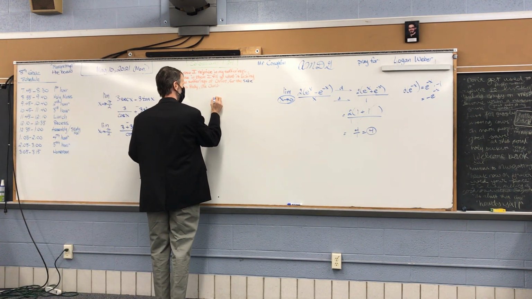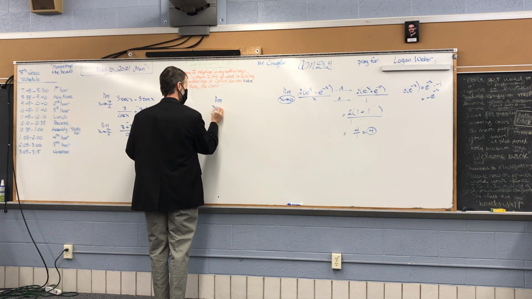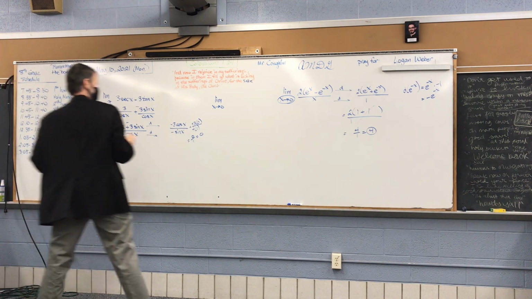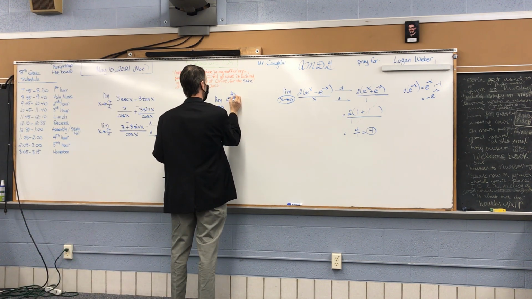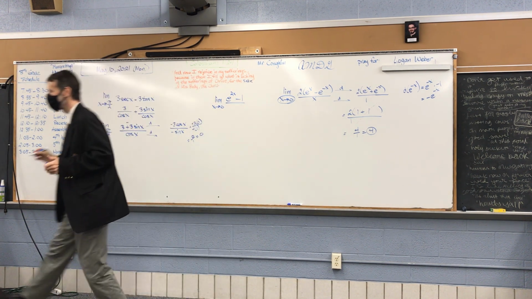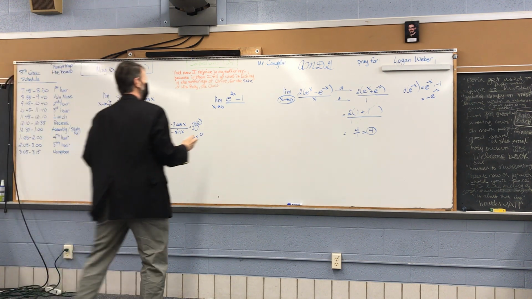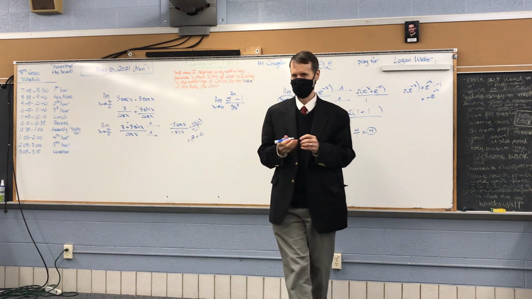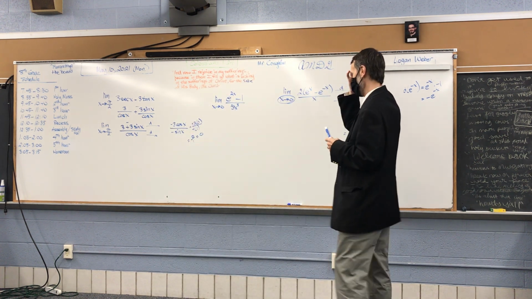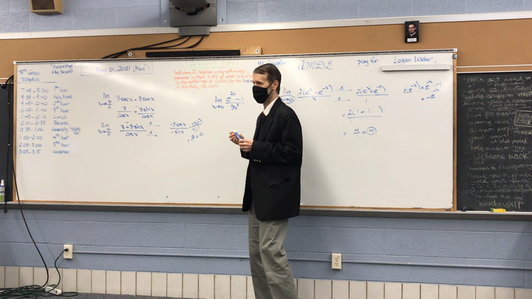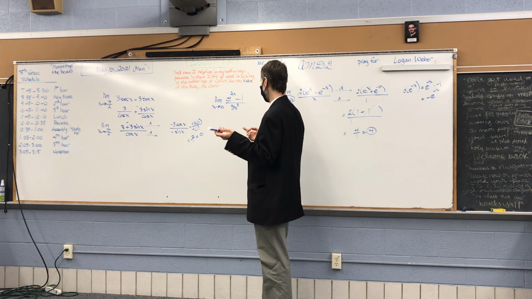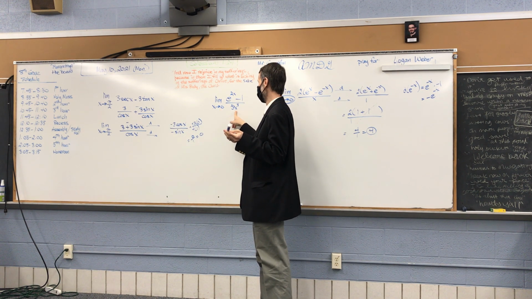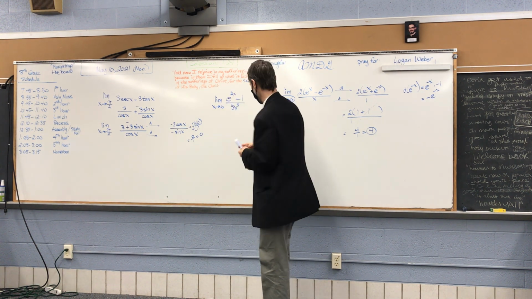The limit as x approaches zero of e to the 2x minus 1 over 5x cubed. What do you get if you plugged it in right now? You get 1 minus 1 on top, and you get 0 on the bottom. So 0 over 0. Tell me what to do.